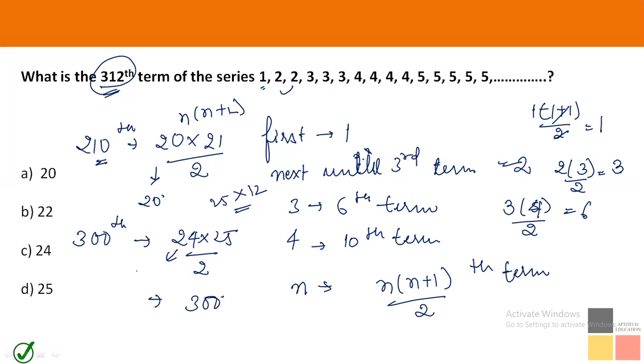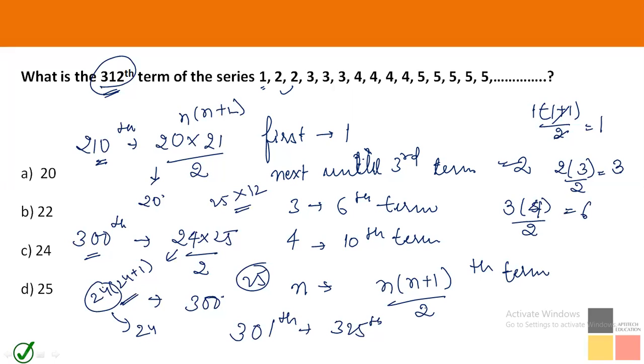Now if it is 24, it is 24 into 24 plus 1. So 24 is going to complete until the 300th term. So from the 301st term to the 325th term, it is the next number, 25. Obviously 25 is going to come out 25 times. So from the 301st to 325th term, it is going to be 25. 312 falls in the same range. My answer is going to be option D, 25. Very easy, just figure out what the pattern is and things will become very clear.